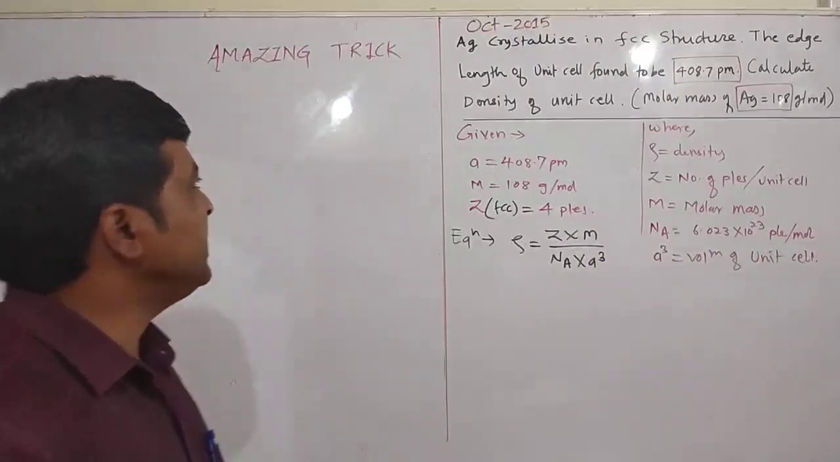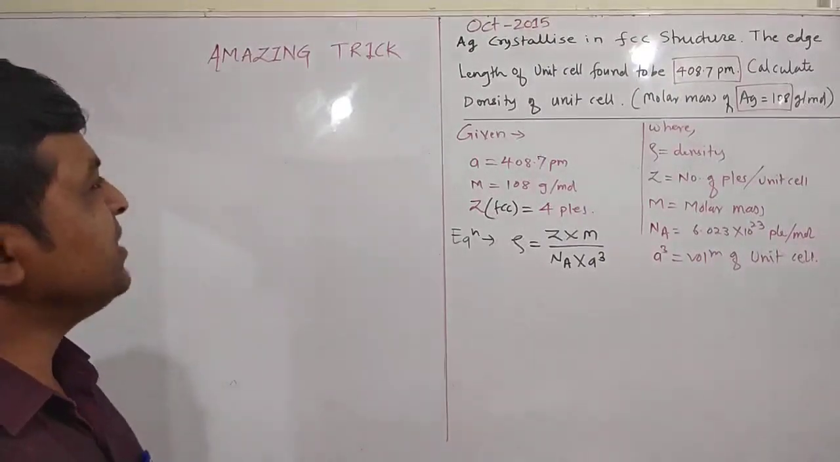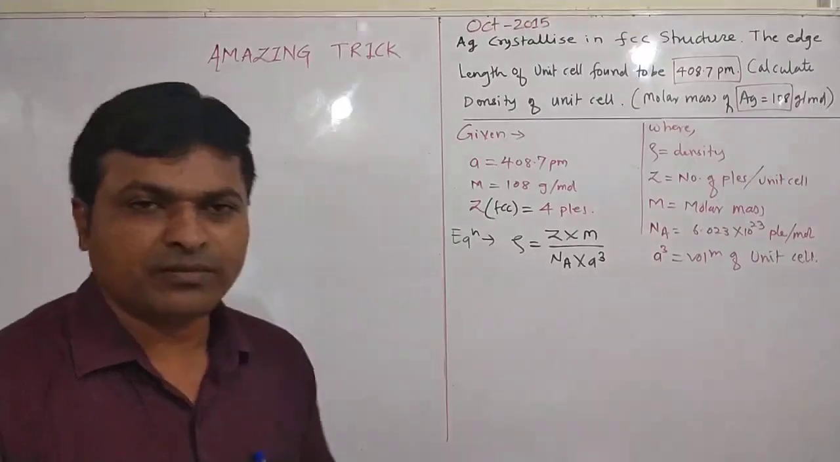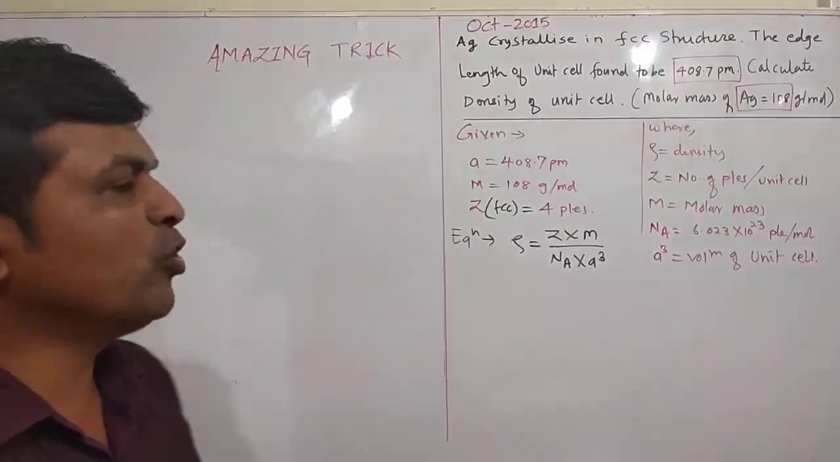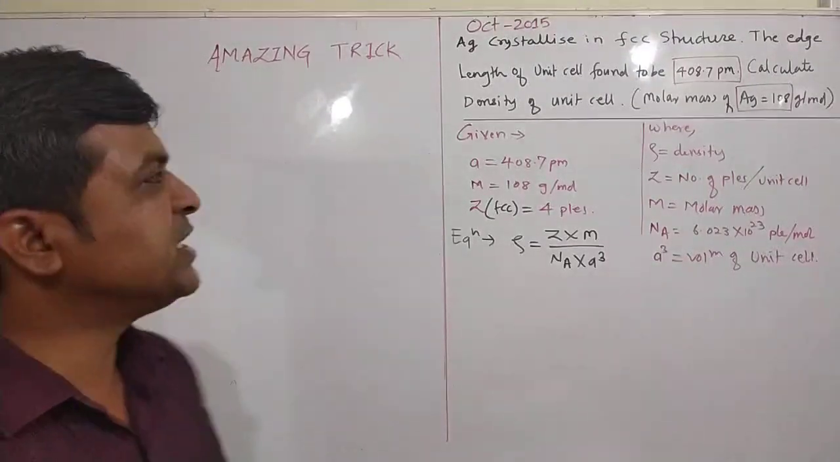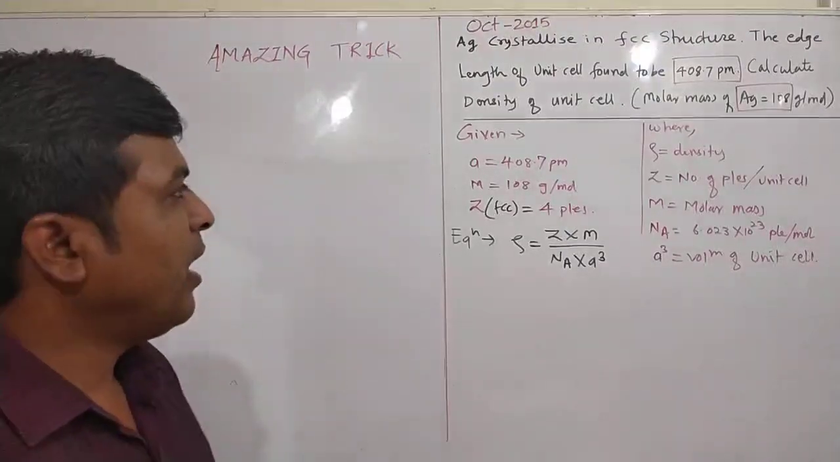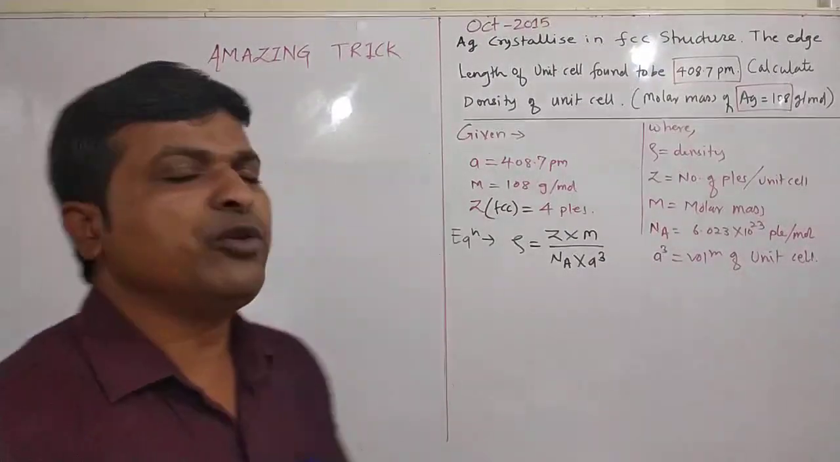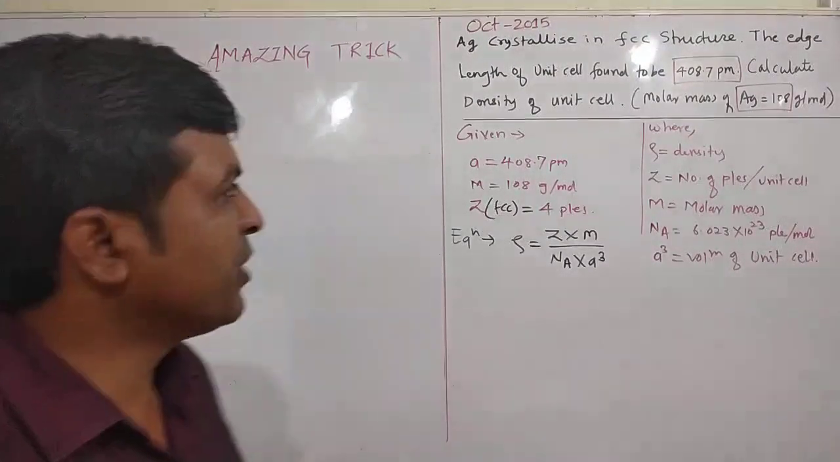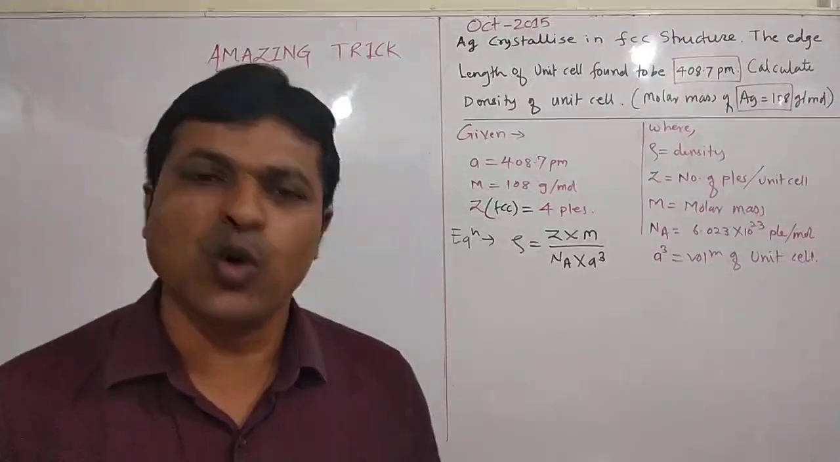The numerical is: silver crystallizes in FCC structure. The edge length of the unit cell is found to be 408.7 picometer. Calculate the density of the unit cell, provided the molar mass of silver is 108 gram per mole.